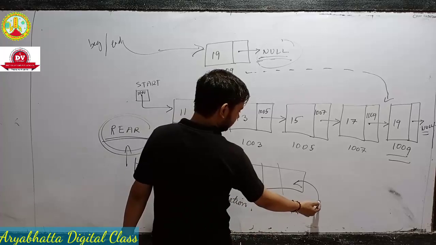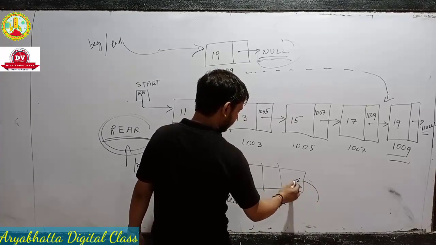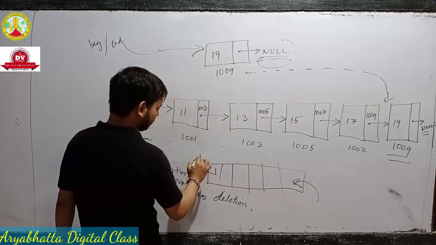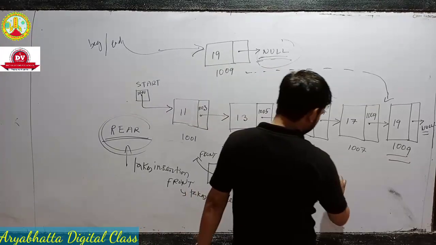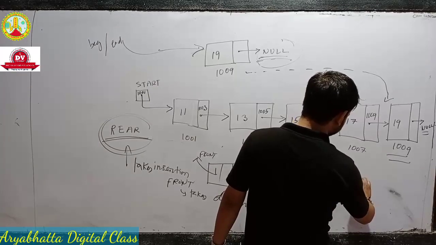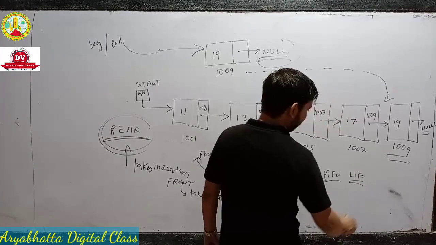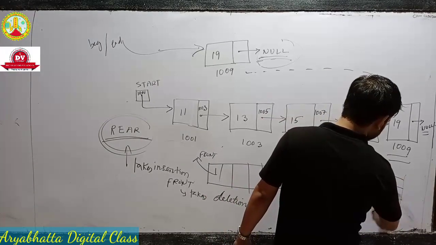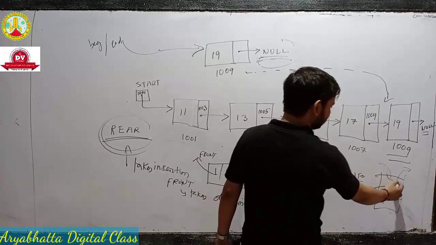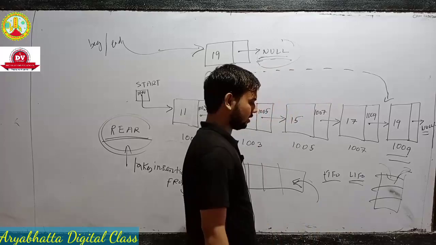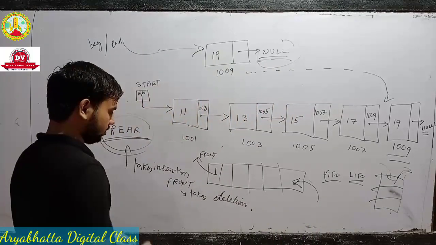Rear takes insertion at the end and deletion from the front. That's why I already told you queue is a FIFO data structure, first in first out, and stack is a LIFO data structure, last in first out. In a stack, you insert and you can delete from the top. My last insert is deleted first, that's why LIFO. And queue is FIFO.